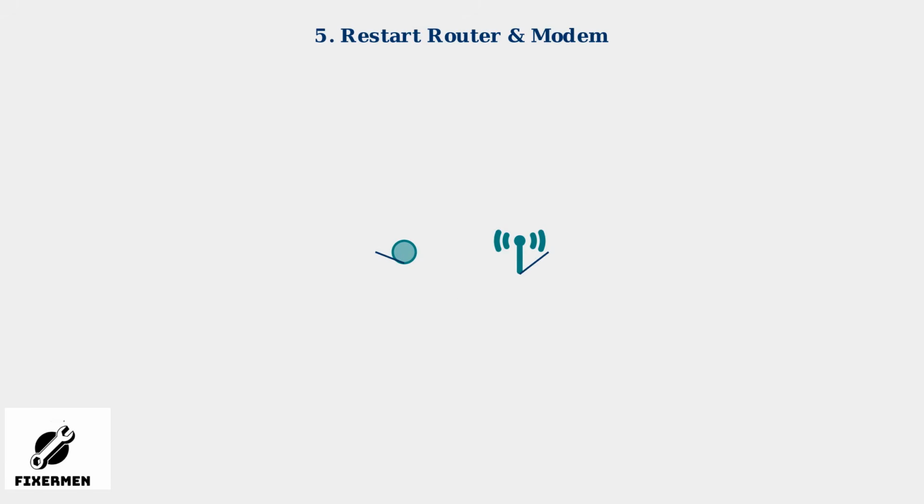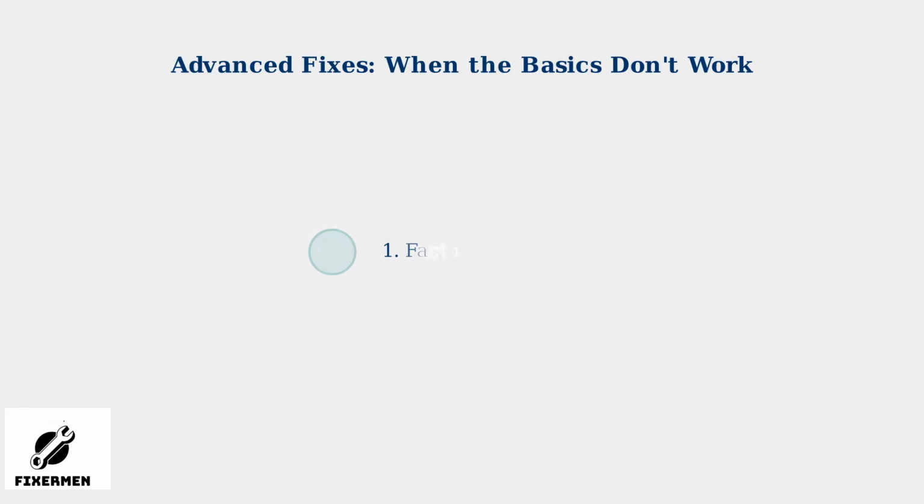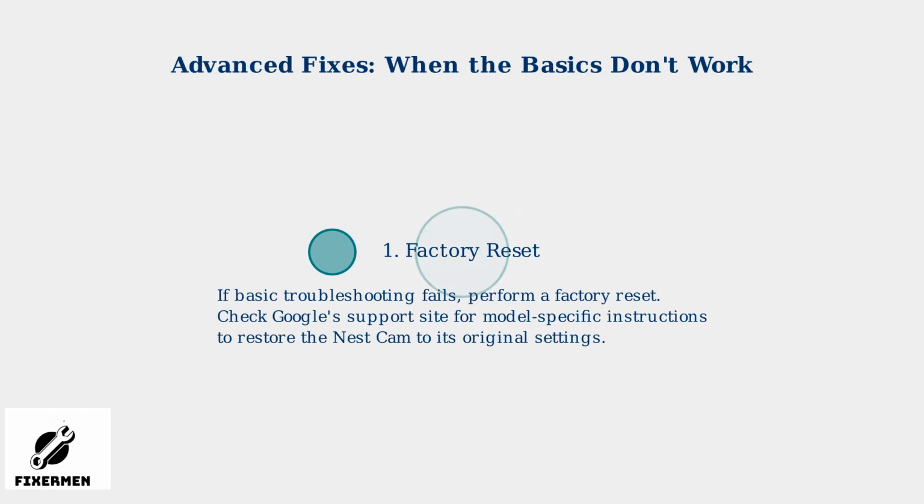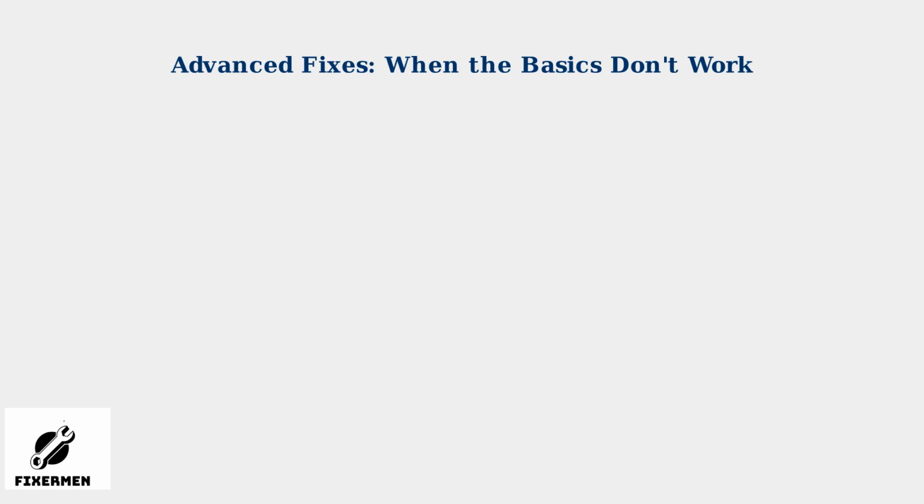Unplug both devices for 30 seconds, then plug them back in, starting with the modem first. This refreshes your network connection and often fixes connectivity issues. When basic troubleshooting doesn't resolve your Nest Cam offline issues, it's time to try advanced fixes. First, consider performing a factory reset on your device. This restores the camera to its original factory settings, clearing any software glitches or configuration problems. Always check Google's official support site for specific reset instructions tailored to your Nest Cam model to avoid data loss.